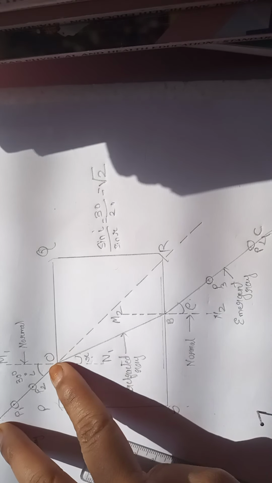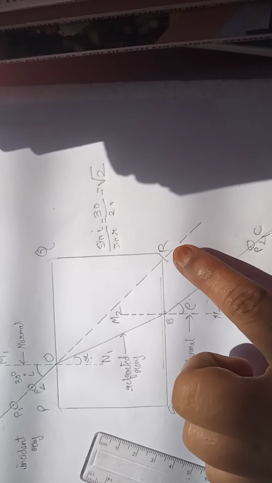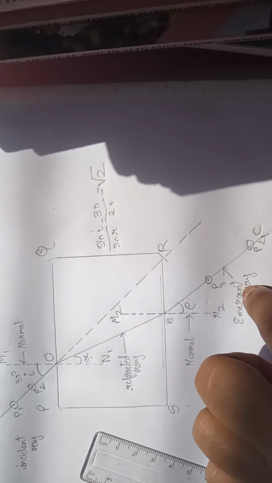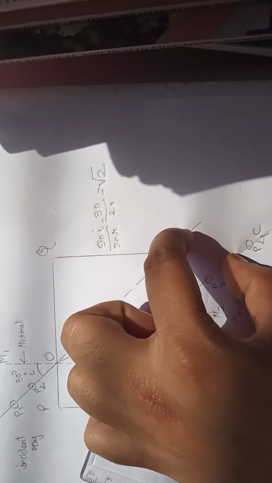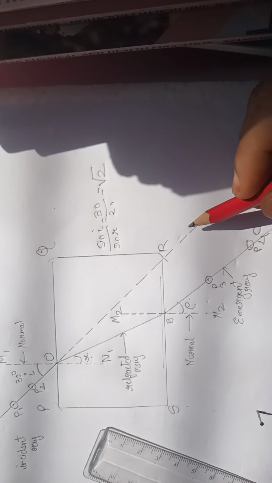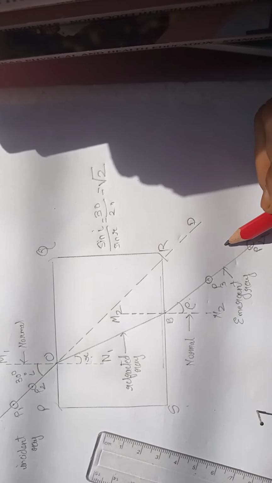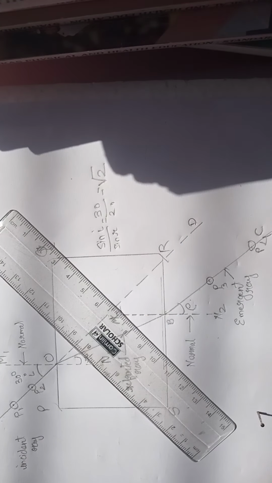We have few conclusions for this. That is, incident ray AO and emergent ray BC are parallel to each other. That we have already proved by drawing this. The lateral shift is equal to CD. Our lateral shift CD, it is what? This one. The lateral shift means the line which I have, the incident ray which I have extended further, I have named it as D. So these two lines are exactly parallel to each other.